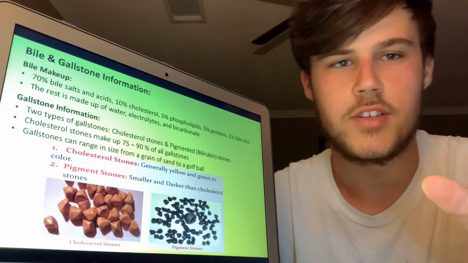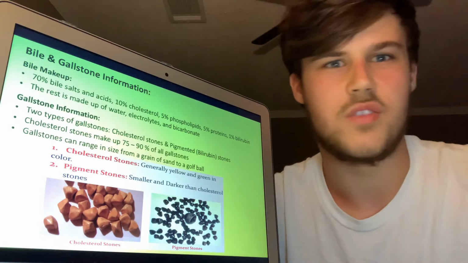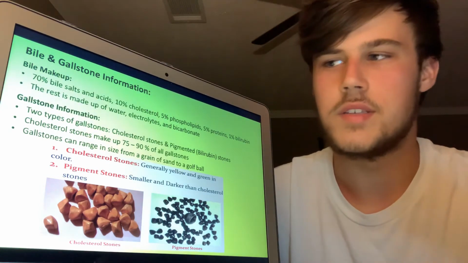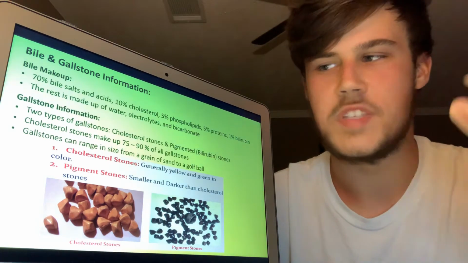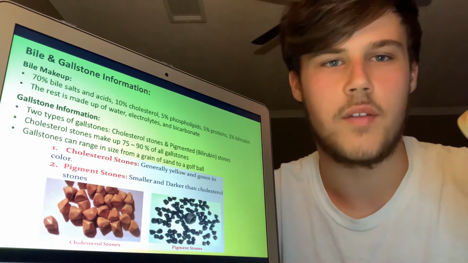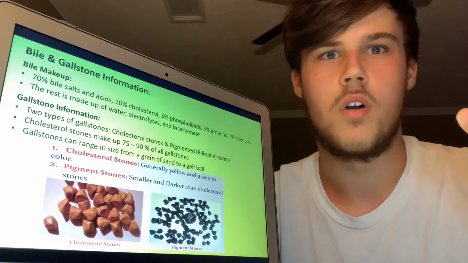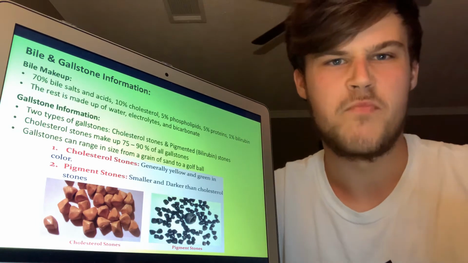On this slide, I just talked about bile and gallstones, just the basic information on them. All right, so bile's makeup is 70% bile salts and acids, 10% cholesterol, 5% phospholipids, and 5% proteins, and the rest of it's made up of water, electrolytes, and bicarbonate.